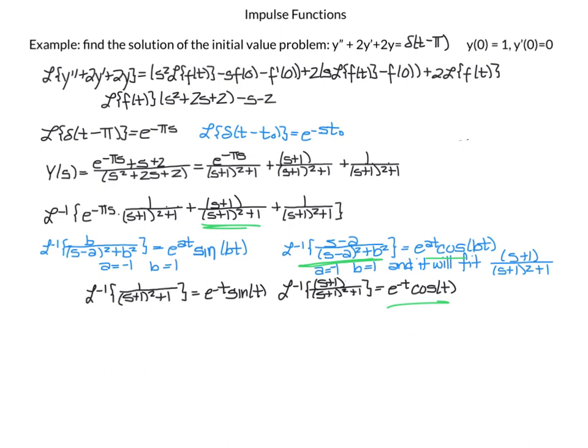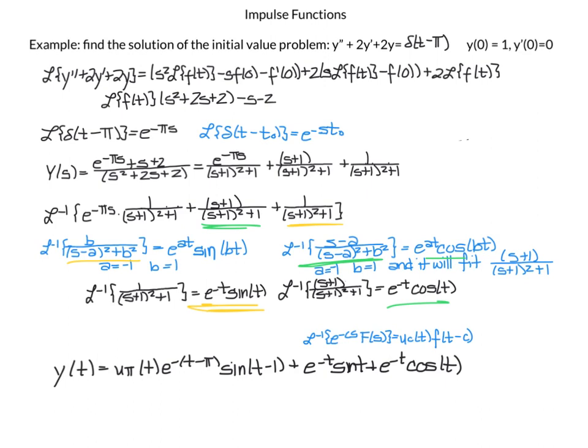Then let's look at this term over here. That follows this form where b is equal to 1, and then a is equal to -1. So the inverse Laplace is going to be e to the minus t sine of t. And that's right over here. We wrote that over here. And just to see, this portion becomes this part of our solution, and this over here becomes this part of our solution.